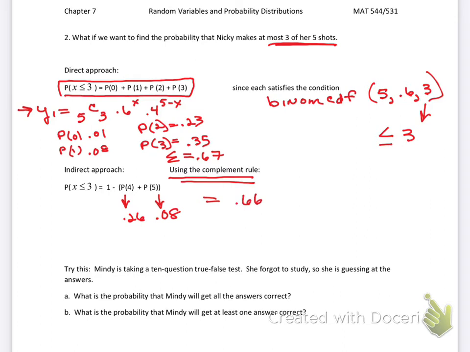So you can get it either way. The complement rule approach is really, really good, because sometimes that will save us a lot of work. Okay, so just be aware of that complement rule.